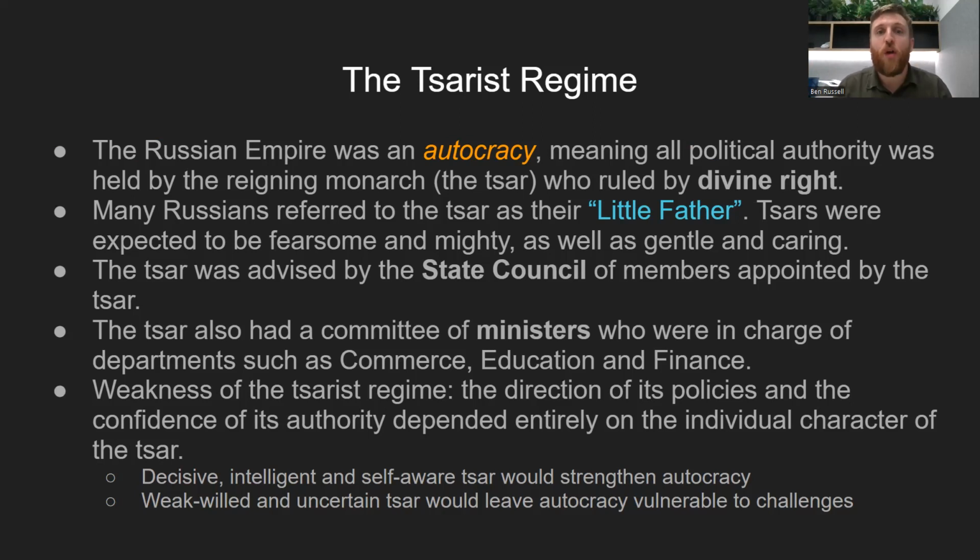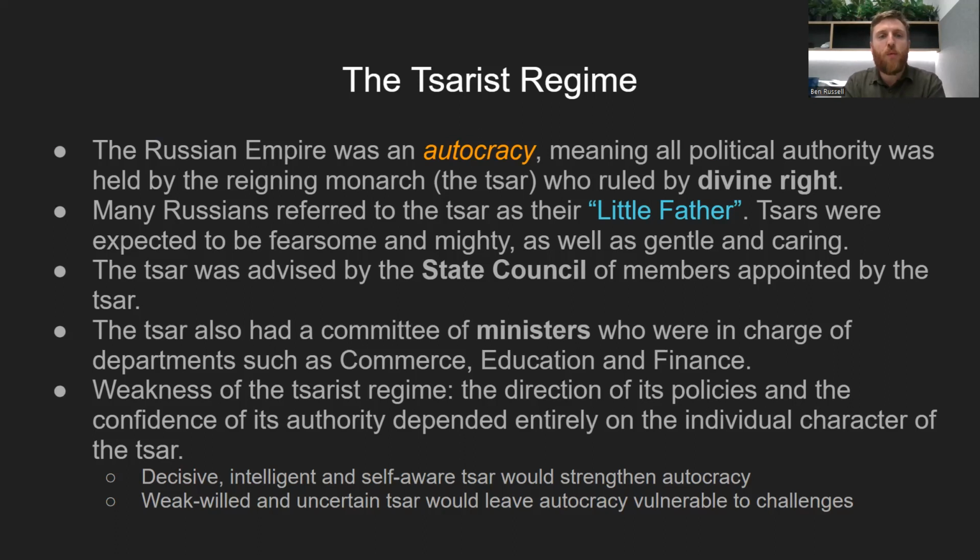The Russian Empire was an autocracy, meaning that all political authority was held by the reigning monarch, known as the Tsar, who ruled by divine right. And by divine right, we mean they were ordained by God to rule. Many Russians referred to the Tsar as their, quote, little father. Tsars were expected to be fearsome and mighty, as well as gentle and caring.